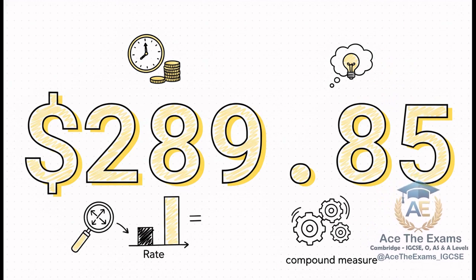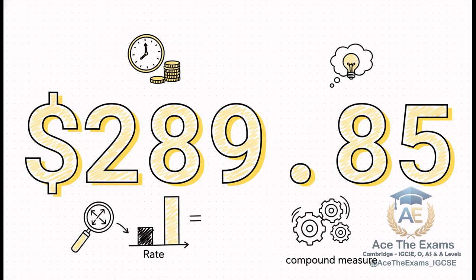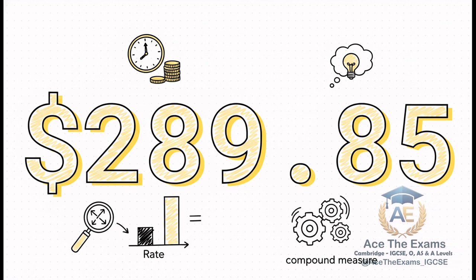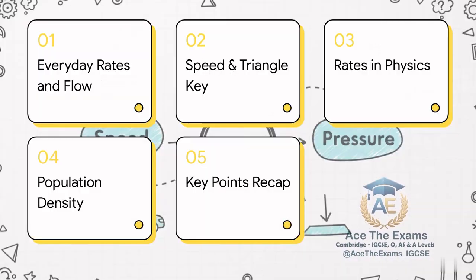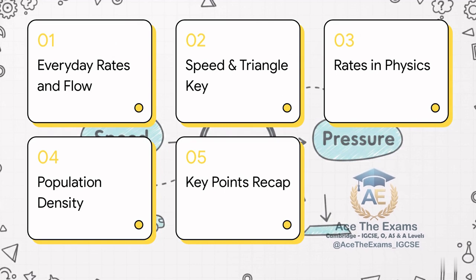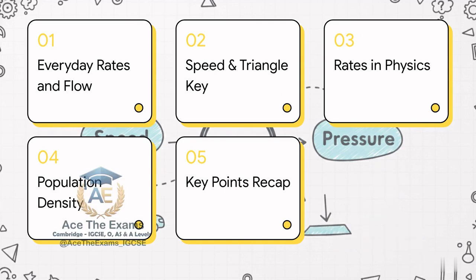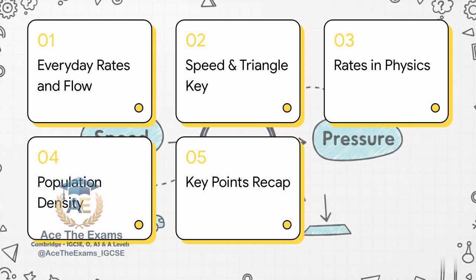So 18.70 multiplied by 15 and a half hours gives her a solid $289.85. Boom! That is a rate in action. You just used a compound measure without even thinking about it. Here's our quick roadmap for today. First, we'll look at everyday rates and flow, then speed and the triangle key. After that, we're applying rates to physics, followed by understanding population density, and finally, a quick key points recap.